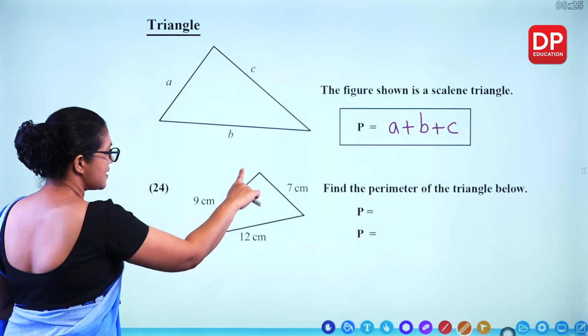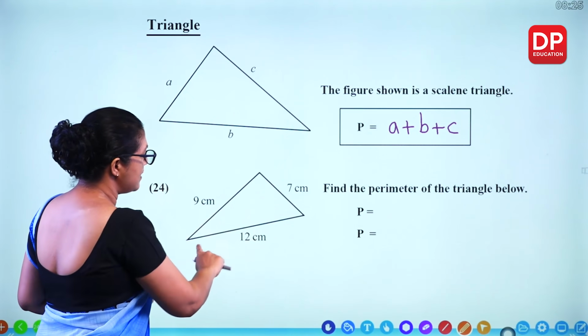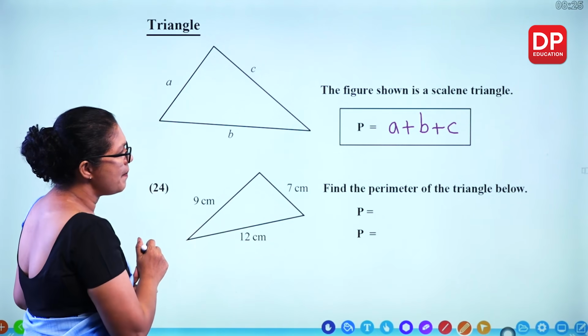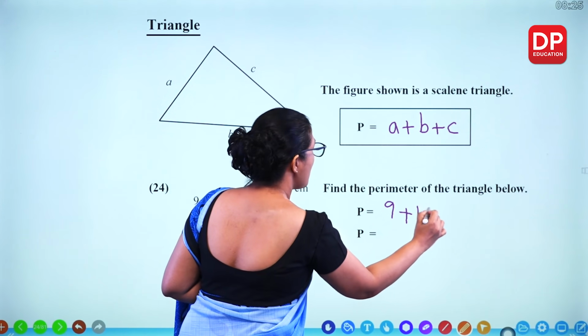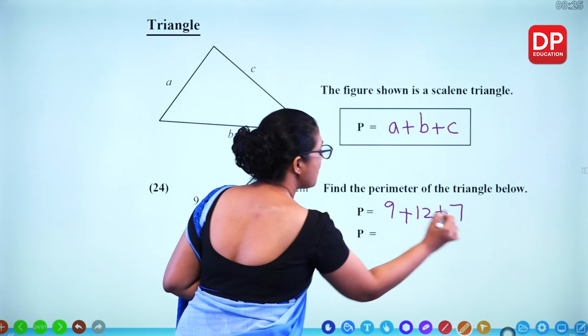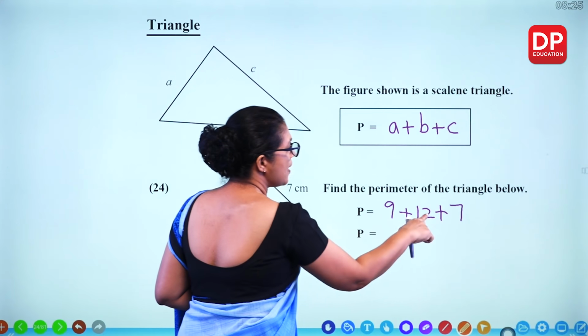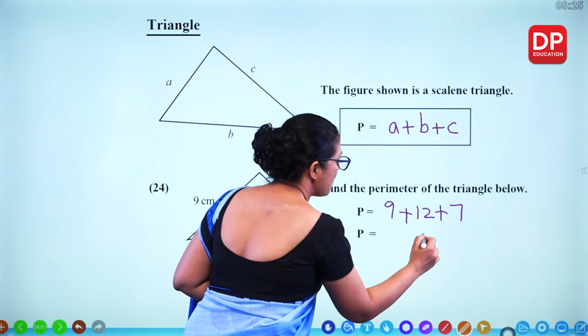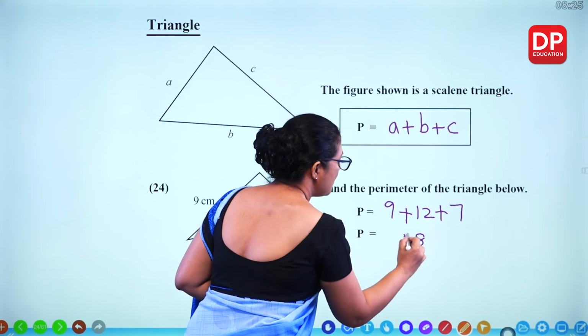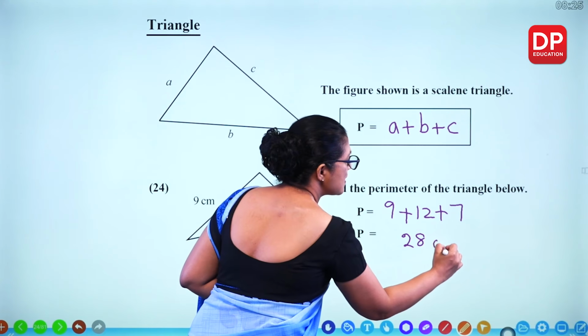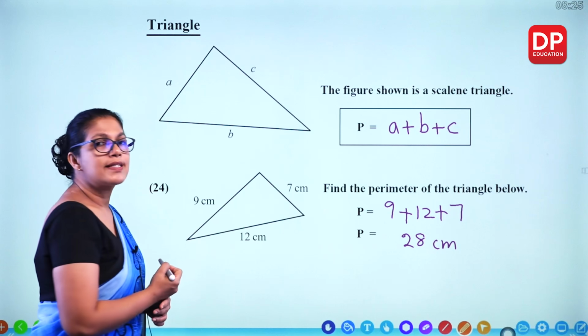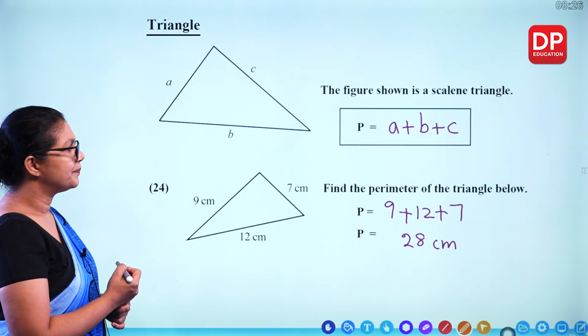Now we'll take this example. A scalene triangle is given and you are asked to find the perimeter. So just add 9 plus 12 plus 7. 9 plus 2, 11. 11 plus 7, 18. And with this 10, that's 28 centimeters is the perimeter of this scalene triangle.